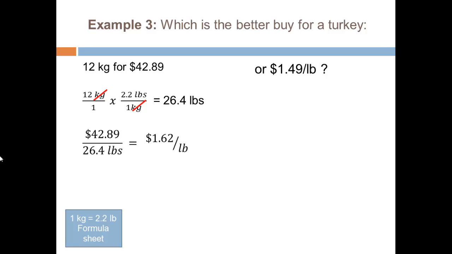So we then take that weight, 26.4 pounds, and put that underneath our $42.89 to get dollars per pound. We see $1.62 compared to $1.49 per pound. We say that $1.49 is a better buy.